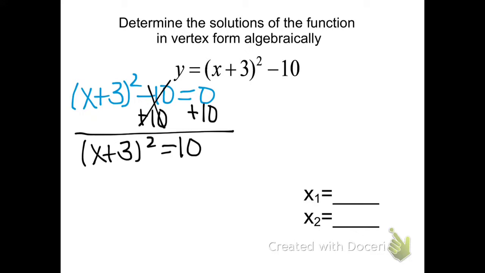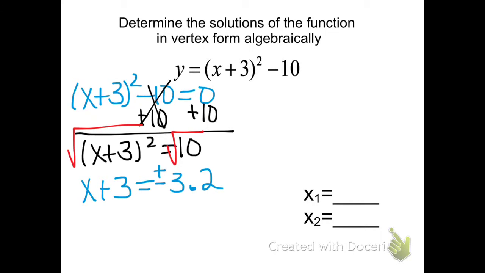Now, in order to get rid of my exponent, which is what I need to remove next, I need to undo squaring. The opposite of squaring a side would be taking the square root. So if I take the square root of the left, I need to take the square root of the right. And what happens is the square and the square root eliminate each other. That leaves me x plus 3 equals, and if I take the square root of 10, I'm going to get approximately 3.2. You have to put that in the calculator. Now remember, it can be positive 3.2 or it could be negative 3.2.